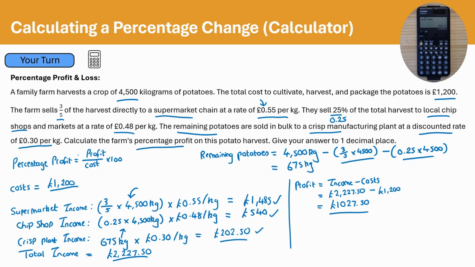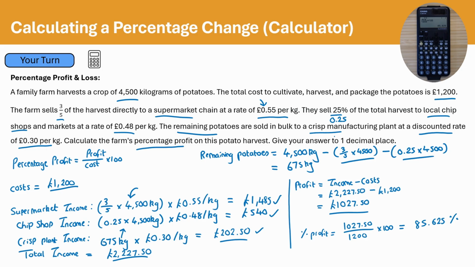Okay. Last step is to come over and do my percentage profit. So percentage profit is equal to my profit, which we've just worked out as being this, divided by the costs, which was the 1,200, multiplied by 100. So my answer is already stored as this, so I can go to my fraction bar. My answer is going on the numerator. The 1,200 is on the denominator, multiplied by 100. Gives me this number, which is 85.625%. So they make 85.625% profit.